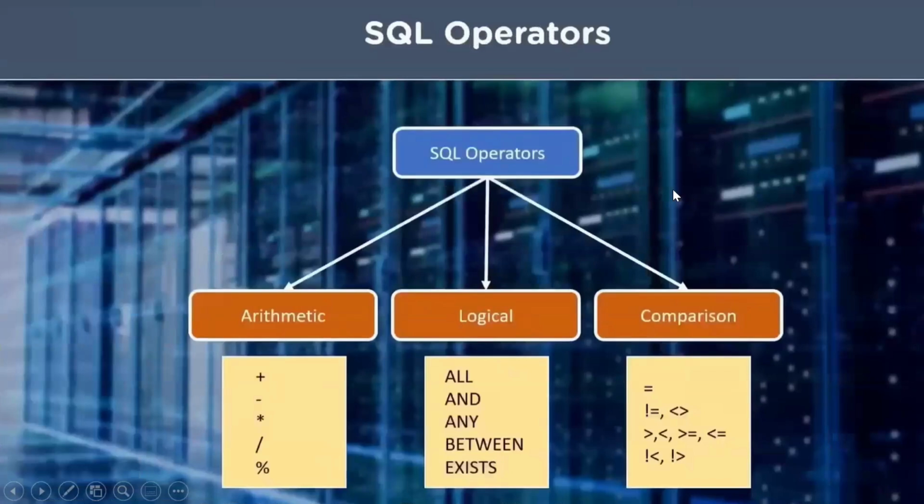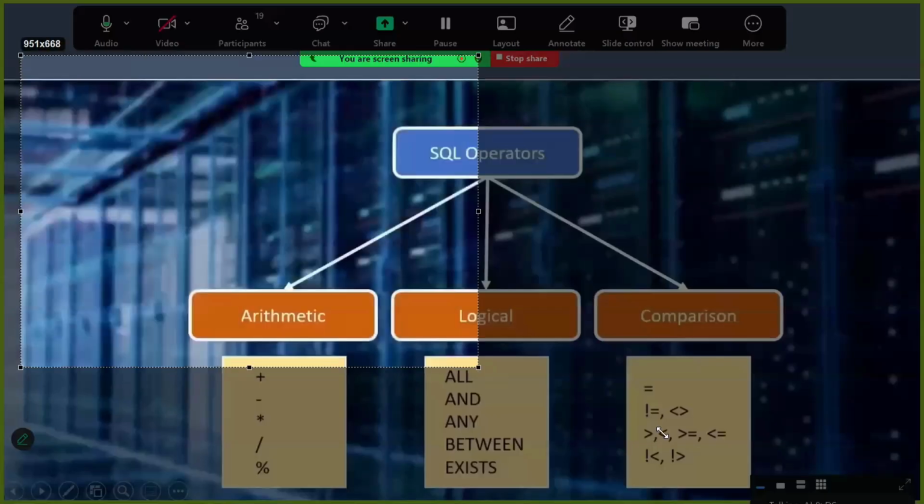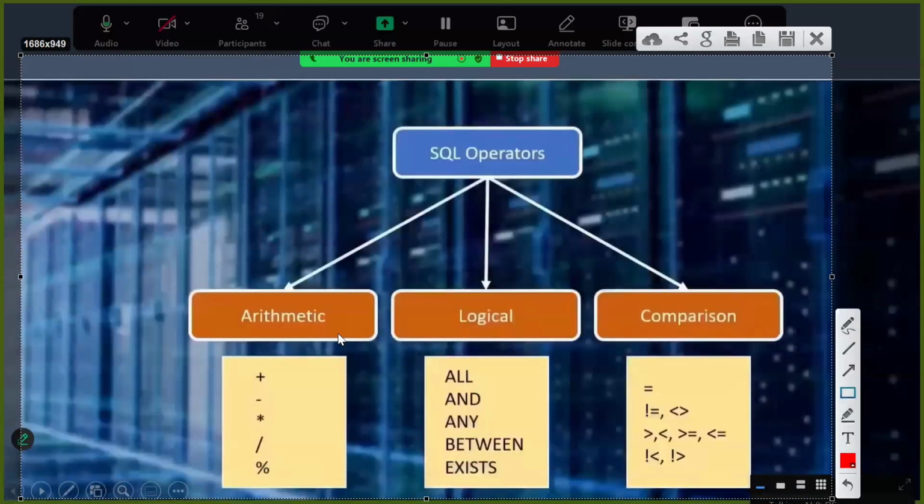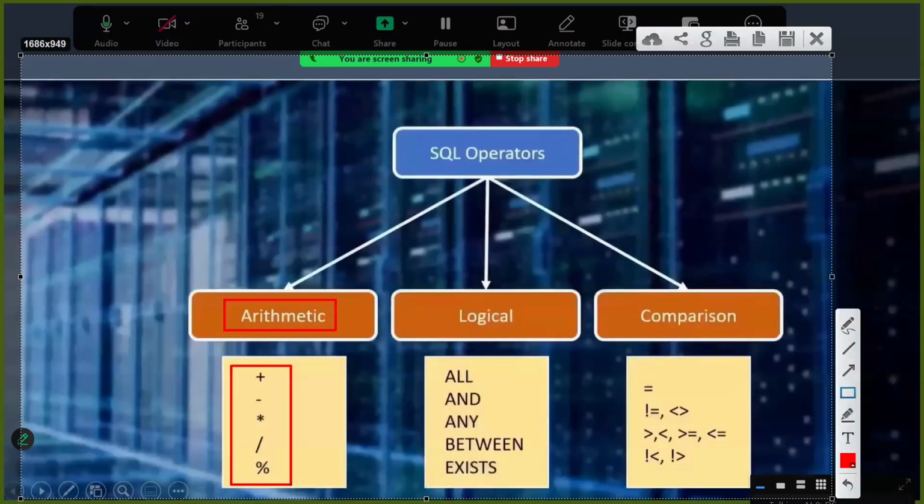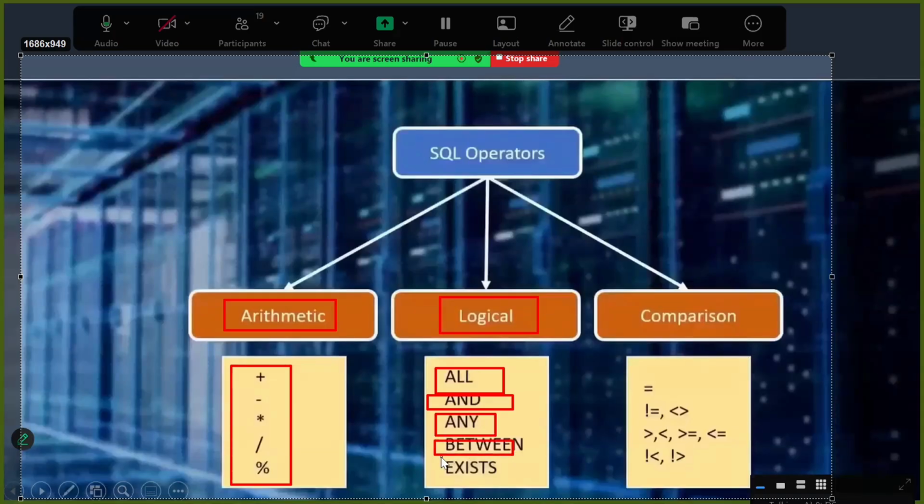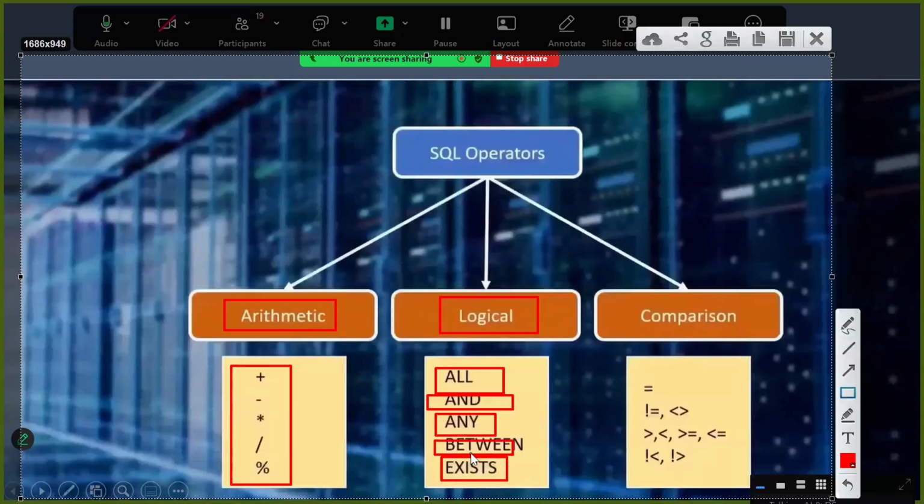Again, if you see, SQL has different operations, okay, operators. So what are the different operators? Generally, for arithmetic operations, we have plus, minus, multiplication, division, percentage, and all. Then we have operators called logical operators: all, and, any, between, exists. Do remember, okay? All, and, any, between, exists. These are called logical operators.